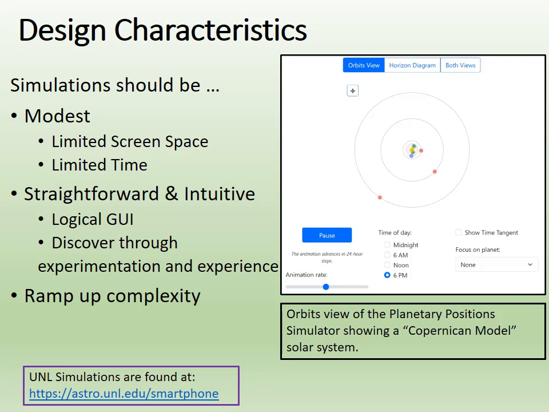We also endeavor to ramp up the complexity that students encounter. This may consist of various aspects of a simulation being shown in isolation first, before being shown with other components, or simply dividing up the capabilities into a number of smaller simulations. A screen capture of the orbit's view of the planetary position simulator is shown. Although this simulation has very sophisticated elements, the first component is modest and could easily be used by itself.